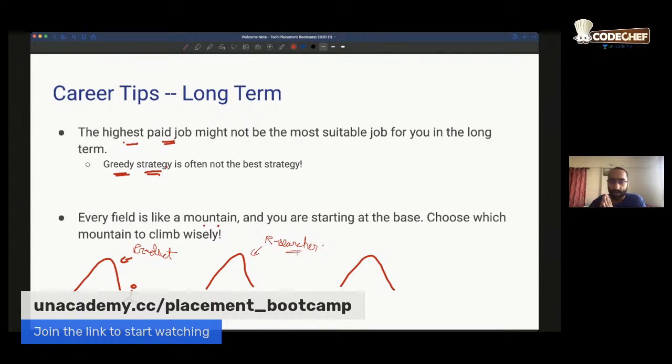Okay, so similarly, every domain that you can think of, every career that you can think of, I like to imagine it as a mountain. And in the beginning of the careers, we end up starting at the bottom of these mountains. So the important point for long term is to choose the right mountain.